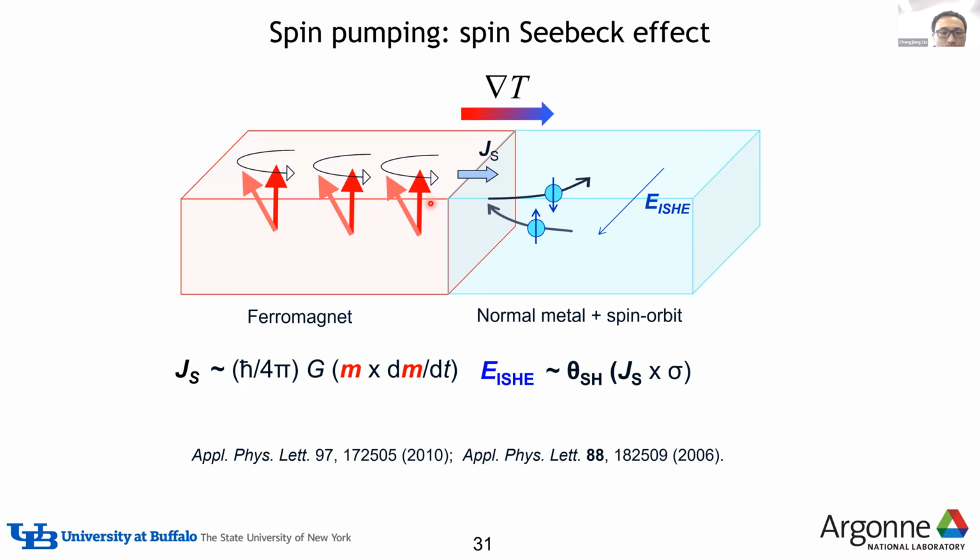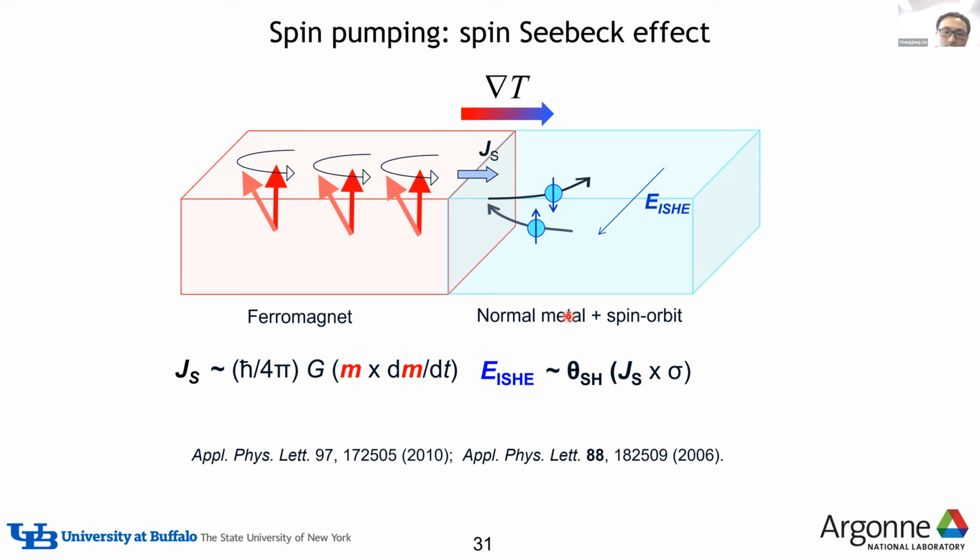However, you can apply a heat gradient because heat can excite magnons, and the magnons can propagate along the heat gradient towards the interface. At the interface, these magnons can be converted into a spin current, and this spin current can further flow into a heavy metal. During this process, the spin current can be detected as a voltage using the inverse spin Hall effect because of the large spin orbit coupling in this heavy metal.